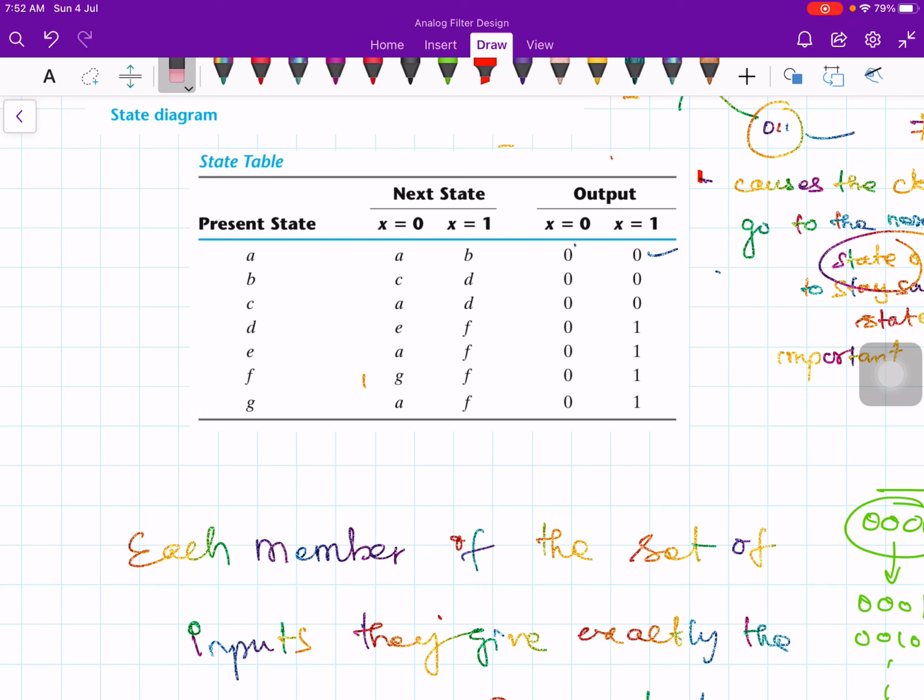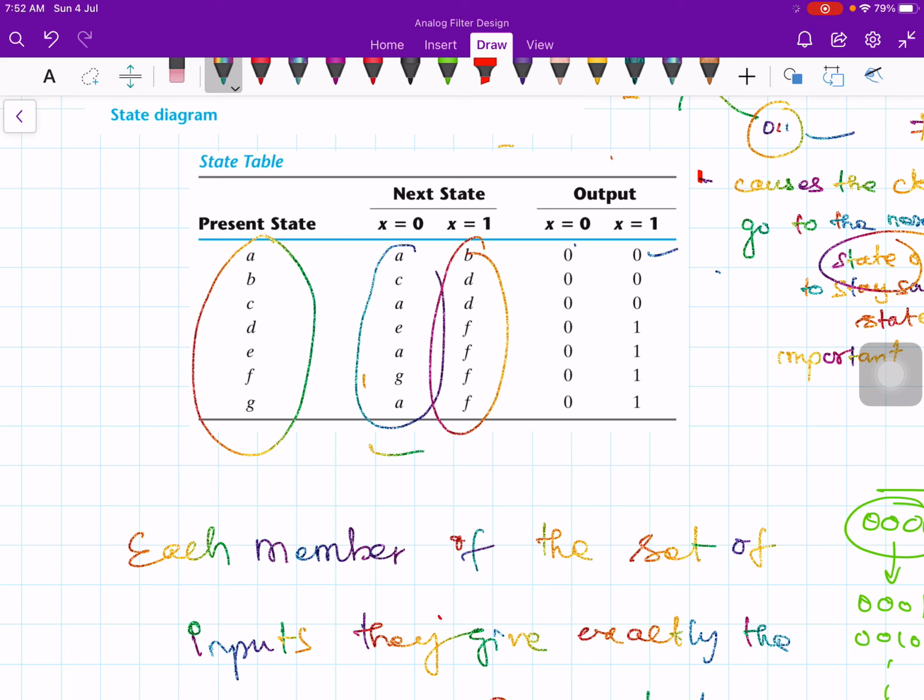Now we look for two present states that go to the same next state. See, this is my present state, and this is next state. These two are next states, and look at two rows such that the present states go to the same next state and have the same output for both inputs. Output also should be same.